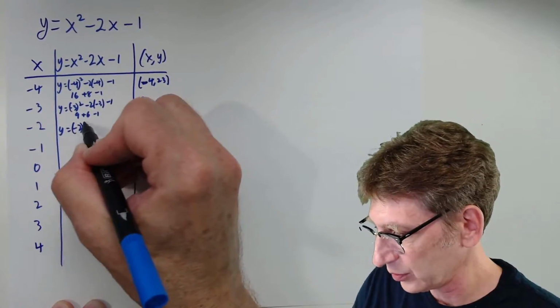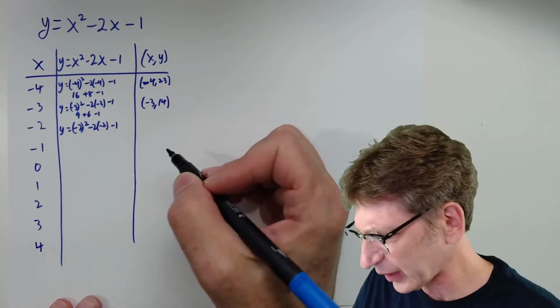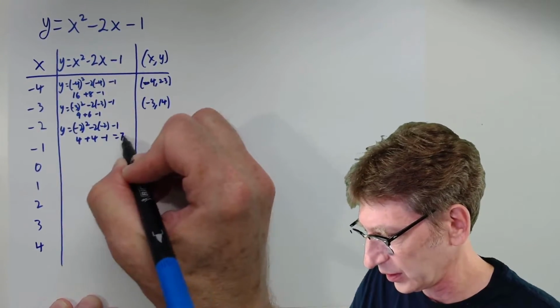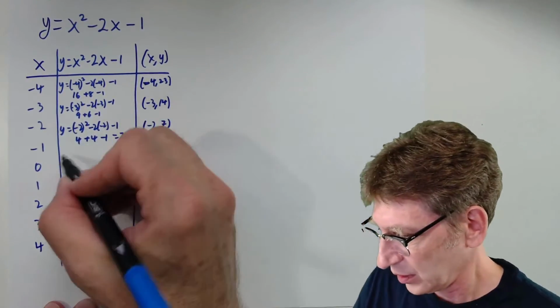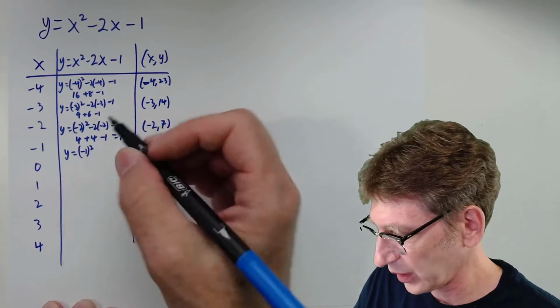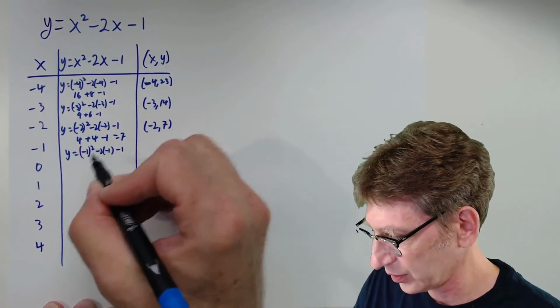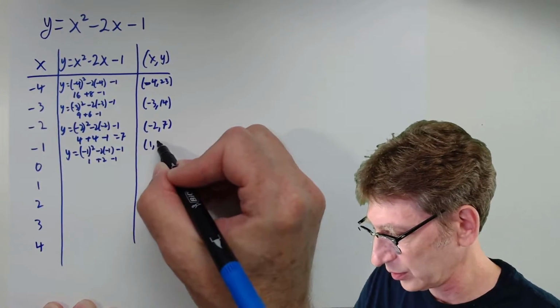Y equals -2 squared. -2 times -2 minus 1. Let's see. 4 plus 4 minus 1. That's 7. -2, 7. -1. Y equals -1 squared. And -2 times -1 minus 1. 1 plus 2 minus 1. That is 2. 1, 2.